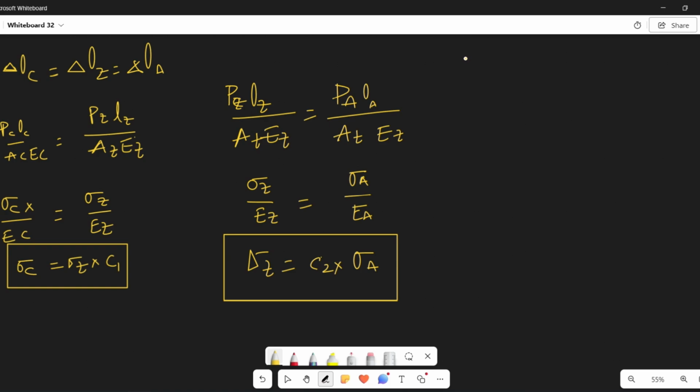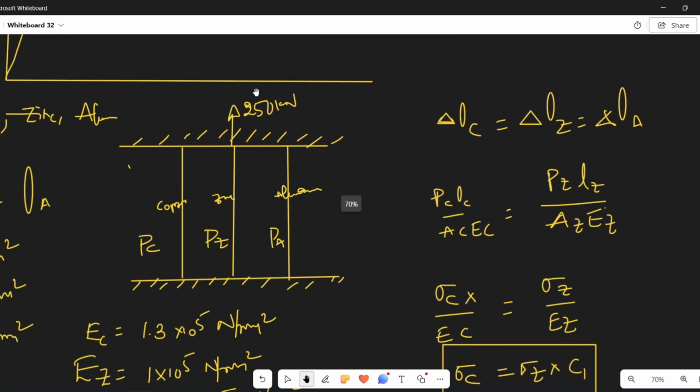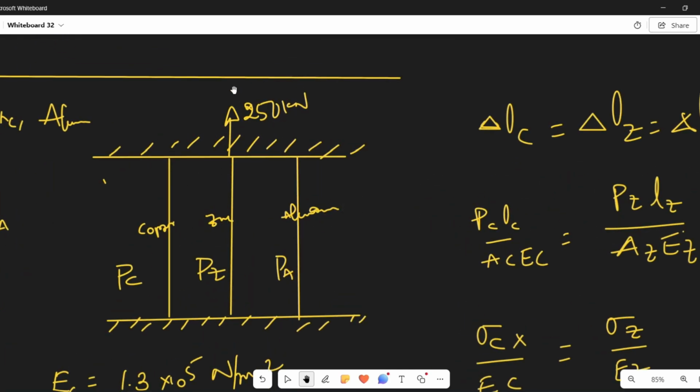we also have an equation for area. By the way, let me explain. See, the total load that is being carried by the member is 250 kilonewton. So the load shared by the copper plus the load shared by the zinc rod plus the load shared by the aluminum, all of these three are combinedly resisting this 250 kilonewton.